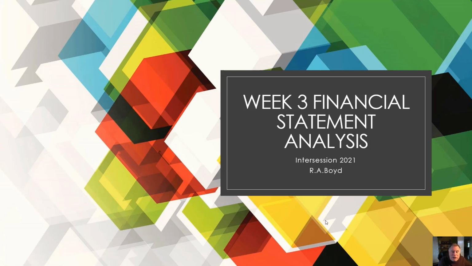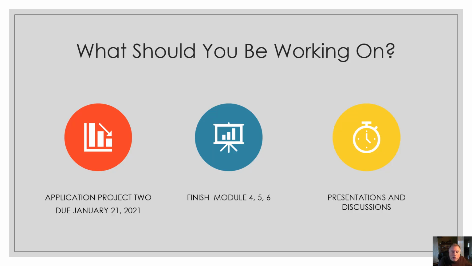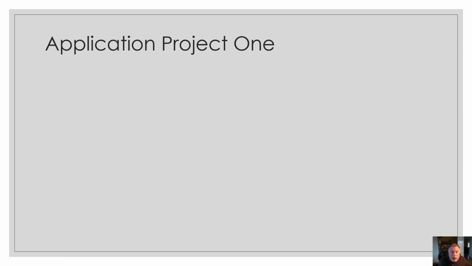The intent of this is to give you an overview of what you should be working on this week, key dates, and other important information. What should you be working on? Well, Application Project 2 is due January 21st. You should have finished Modules 4, 5, and 6. 7 and 8 you're going to need to complete so you can do Application Project 3. And finally, presentations and discussions.